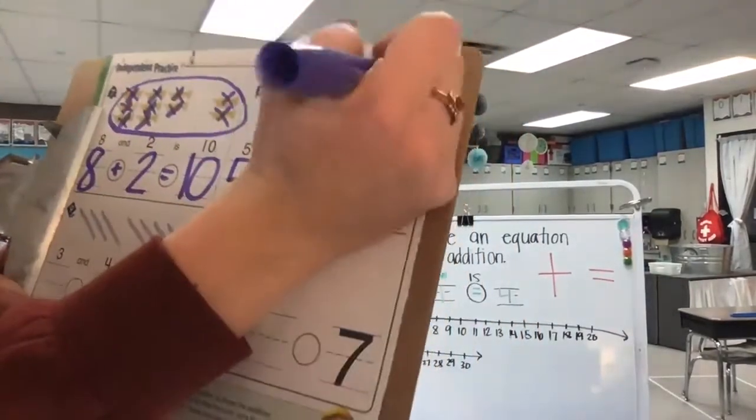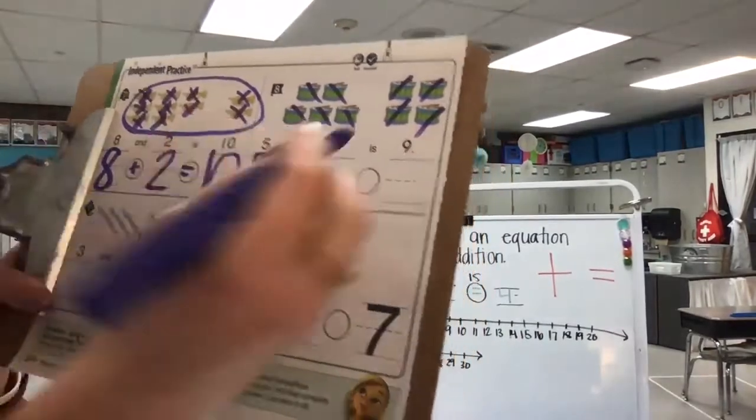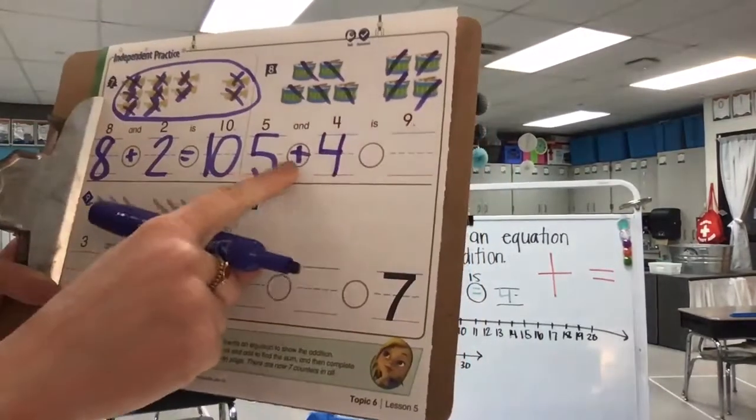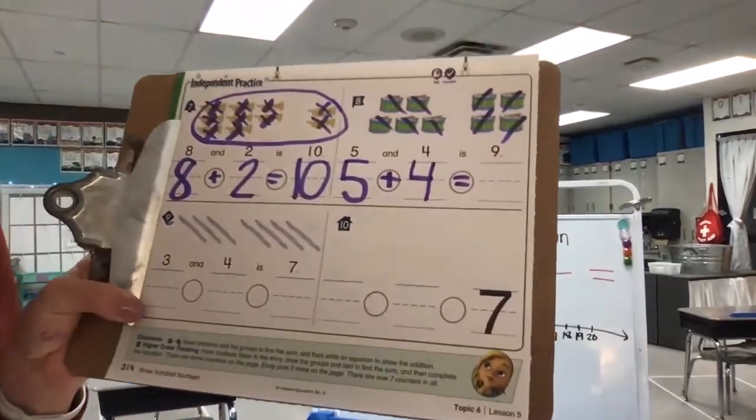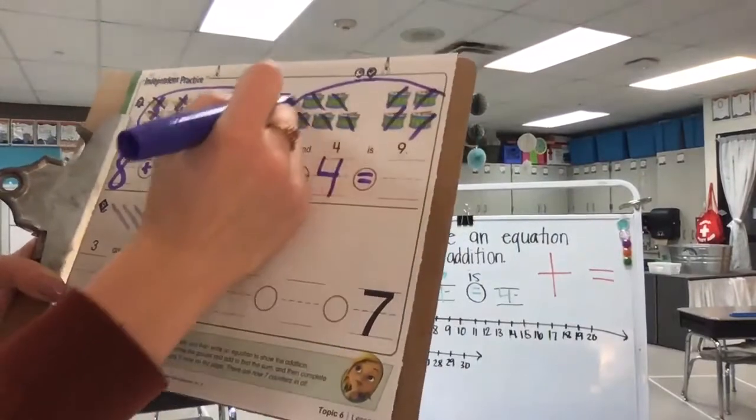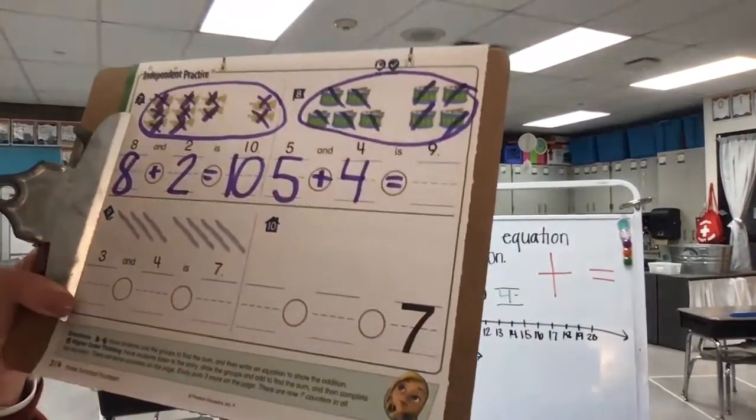Let's count our second group. 1, 2, 3, 4. So now I have 5, add 4. The word "is" tells me I need to write my equal sign so I can show my answer. And then I'm going to draw one big circle around both groups to show I'm putting them together.